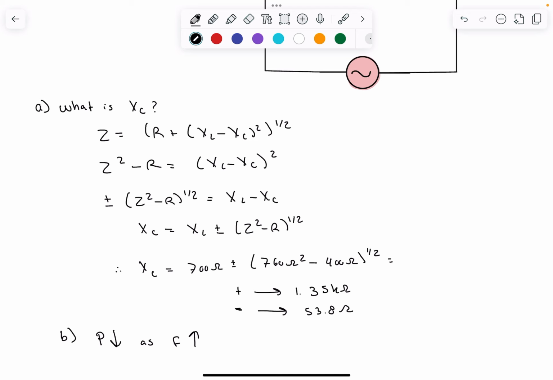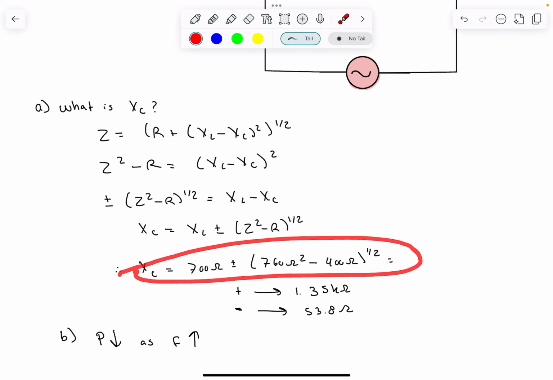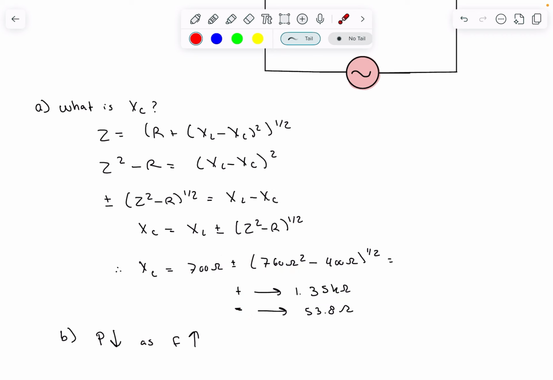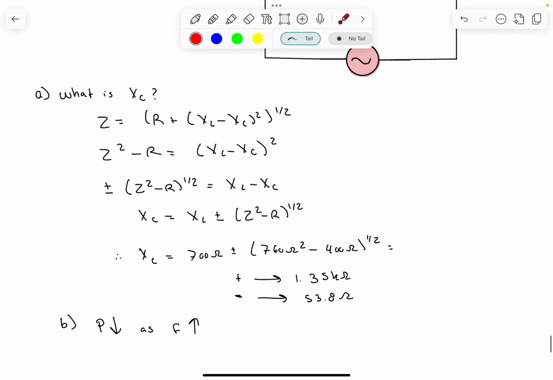Okay, so again, all I did is I divided this into two equations, where here we do the left plus the right, and we get 1.35 kilo ohms, this minus this, and we get 53.8 ohms. Okay, so now you're told in B that you find the power delivered to the circuit decreases as you increase the frequency. Using this information, figure out what the capacitive reactance is. Is it this, or is it this?